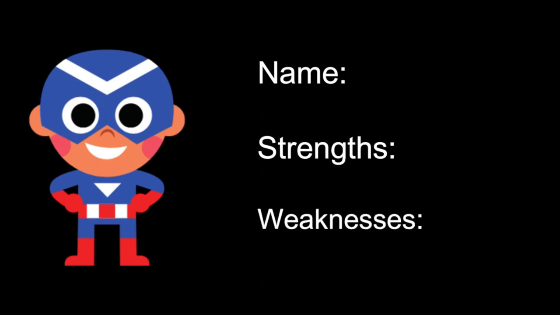My superhero. Each student has to draw their own superhero. Give that superhero a name, strengths, and weaknesses. After they've done that, they can share their superhero to class. This is an easy activity. All you need is a piece of paper and the students to draw and use their own creativity to create a superhero.